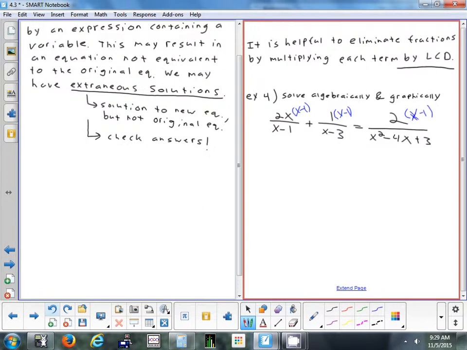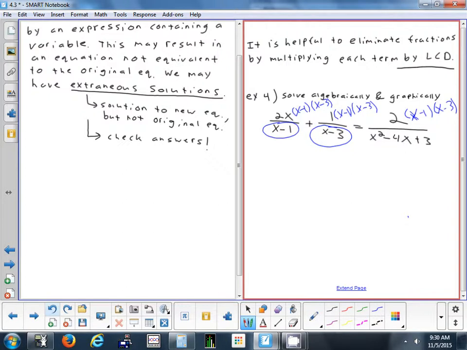Now, what if you wanted to get rid of x minus 3? What would you have to multiply by to do that? So if you're going to do it here, you've got to do it to all of them. So the trick is to multiply every fraction in the top by this denominator and that denominator. That's the trick. Multiply every fraction by those two denominators.